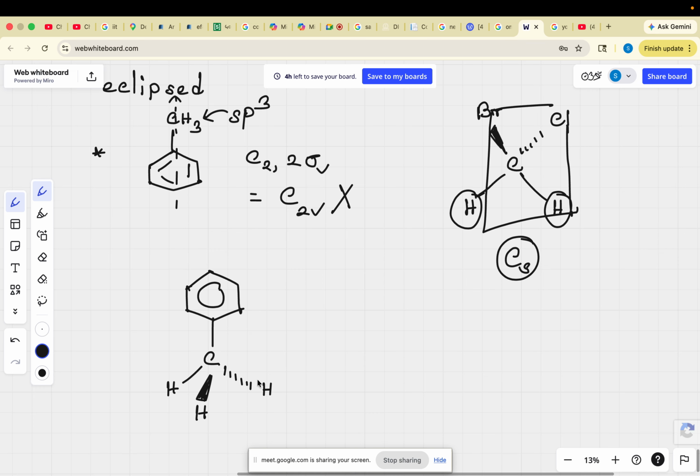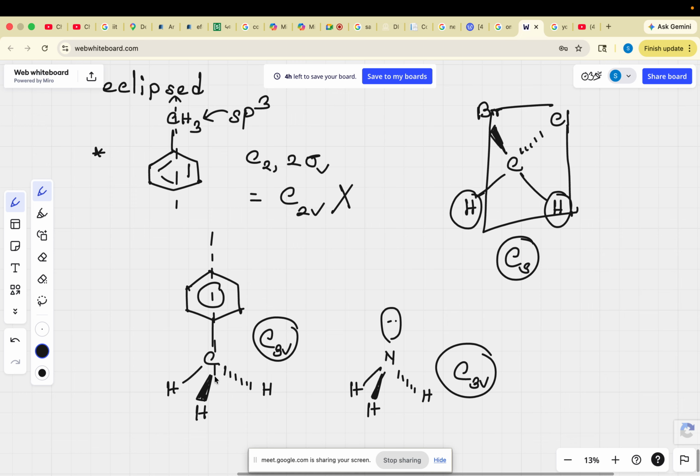So this is similar to your ammonia kind of system. Here also the point group is C3v. You can pass one C3 axis, and you will have 3 sigma v along the 3 hydrogens. That's it. So this is your C3v point group. Fine. So that's it.